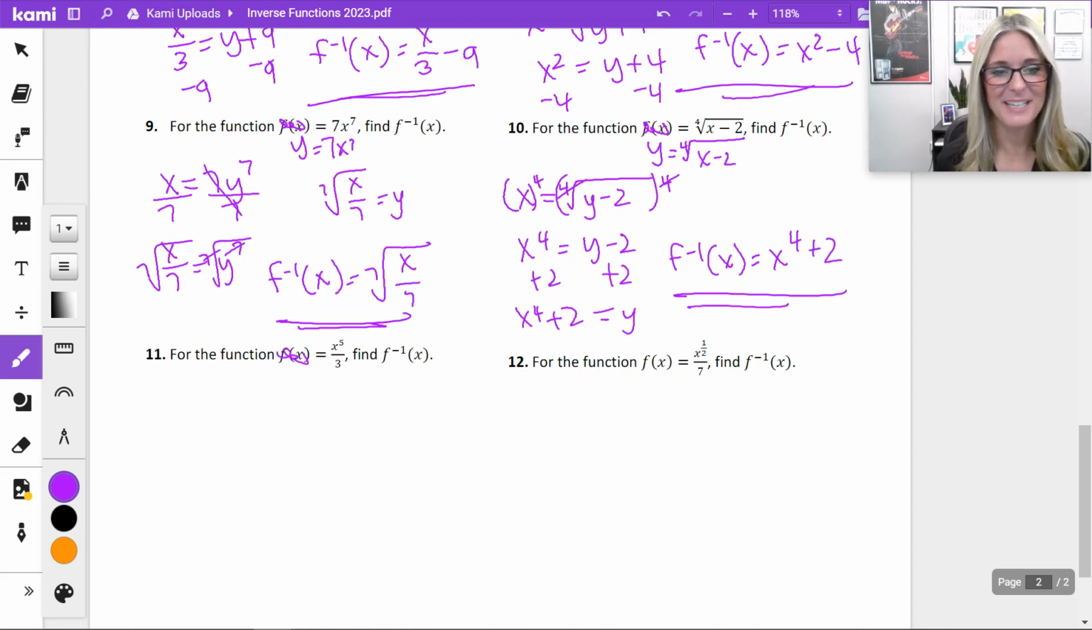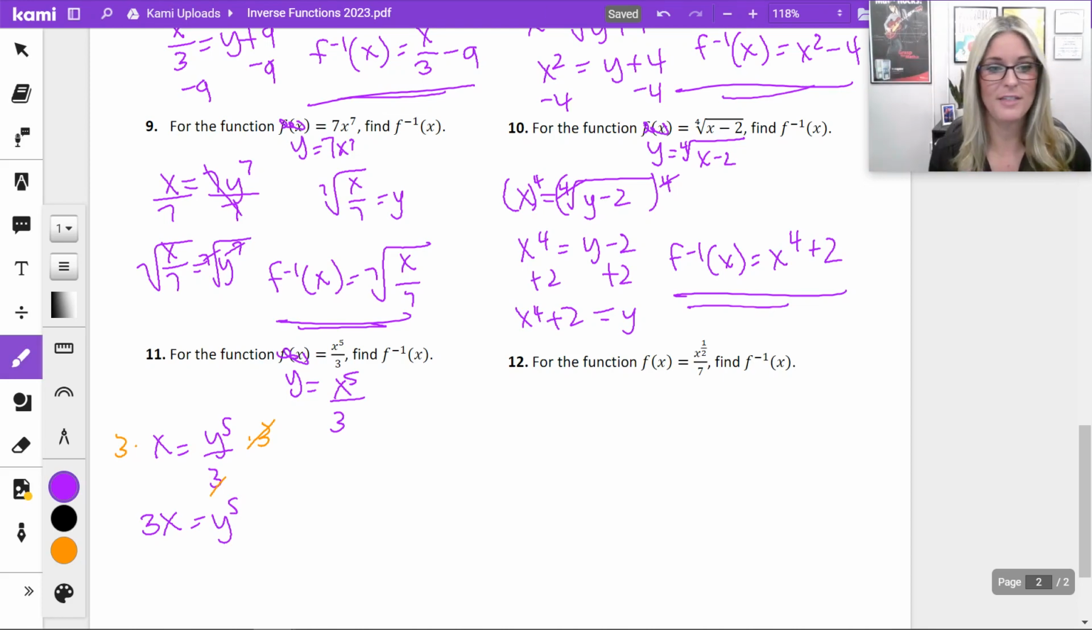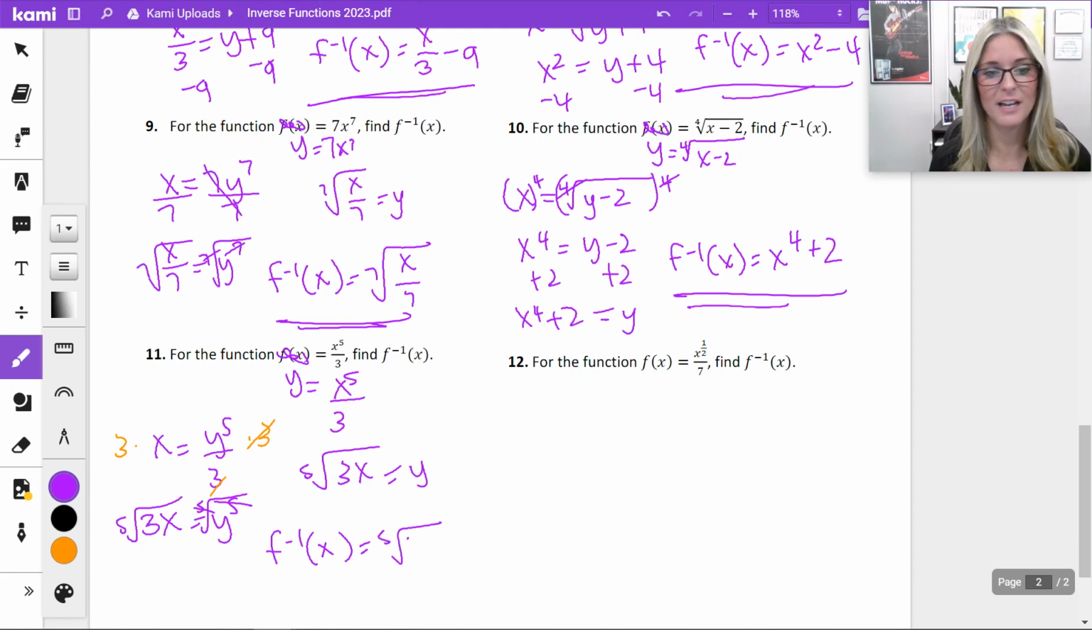Number 11, replacing f of x with y. And then switching my letters, I have x equals y to the 5th over 3. I'm going to need to get rid of that division first. Multiply both sides by 3. We have 3x equals y to the 5th. I can undo the 5th exponent there with a 5th root. Those are going to cancel out. We have a 5th root of 3x equals y. Finished, and final notation, the inverse of x is the 5th root of 3x.